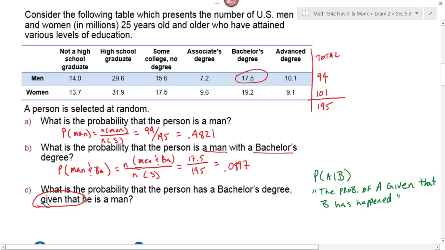In this problem, we're told what's the probability that the person has a bachelor's degree given that he is a man. The way I would write this in symbols is what's the probability that they have a bachelor's degree given that he is a man. Based on the formula that we had earlier, we're going to look at the number of bachelor's degrees and men divided by the number of what? Men. Remember, I said the condition that you're given becomes your new sample space.